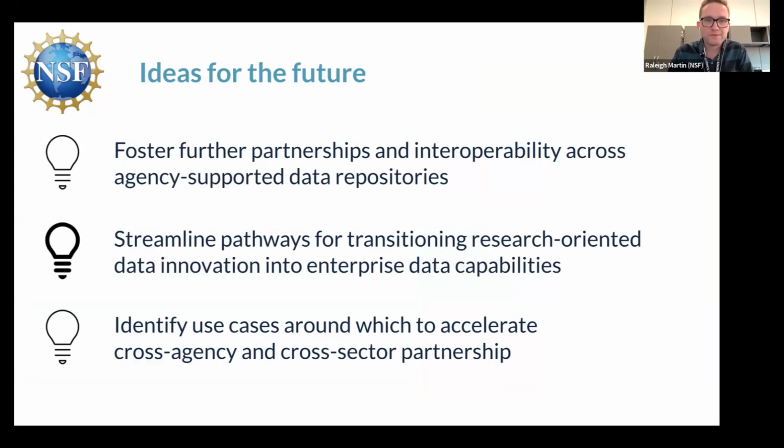I think this is repeating things others have said. Finding ways to further foster partnerships across our agencies and interoperability of the data systems we support is critical. Streamlining pathways for transitioning from research-oriented data innovation, much of which is supported at NSF, to the enterprise and mission data capabilities at other agencies and other sectors is a big opportunity. And then, perhaps as a low-hanging fruit, instead of trying to do everything at once, identifying low-hanging fruit use cases that can accelerate these partnerships is a big opportunity. So I'll end it there.